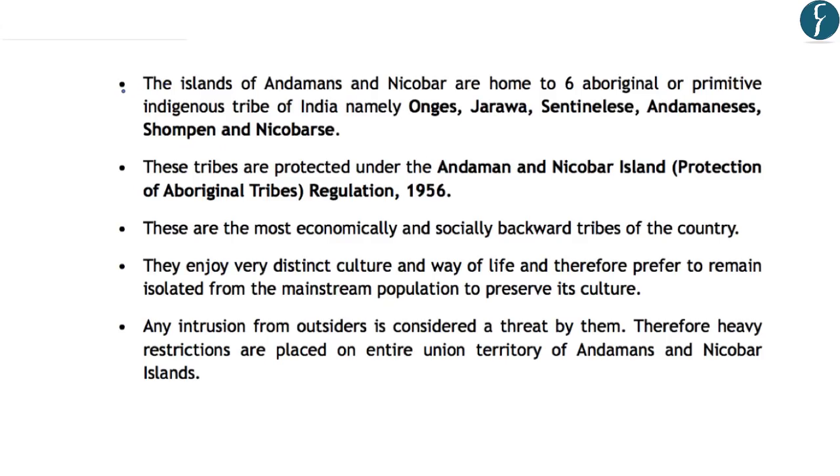Now, the names of the tribes which inhabit the islands of Andaman and Nicobar are important for us from prelims point of view. So you should know the names of these 6 aboriginal or primitive indigenous tribes of India. These are the Onges, the Jarawas, the Sentinelese, the Andamanese, Shompen and the Nicobarese. So these are the 6 tribes which inhabit the Andaman and Nicobar Islands.